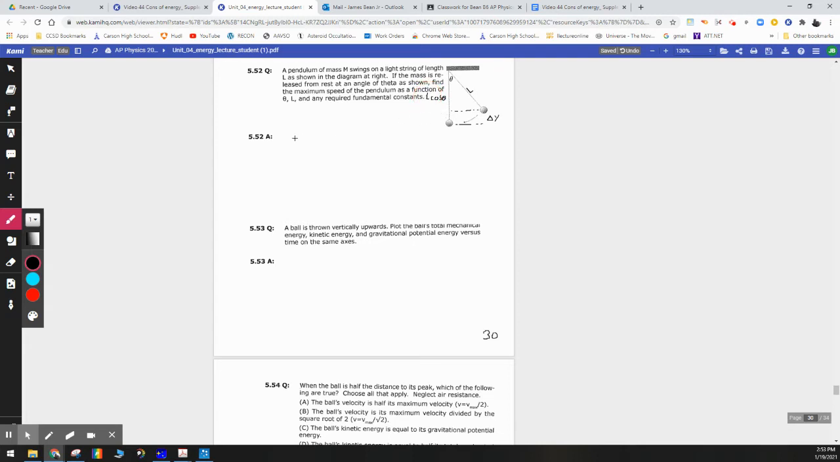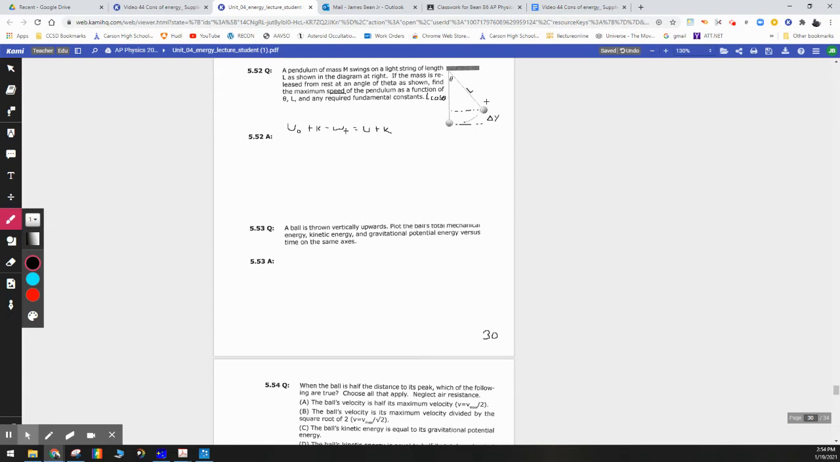And so what we got here is initial potential energy plus any kinetic energy minus work done by friction is equal to final potential energy plus the final kinetic energy. So it says here, find the maximum speed. It starts from rest and swings all the way down here.